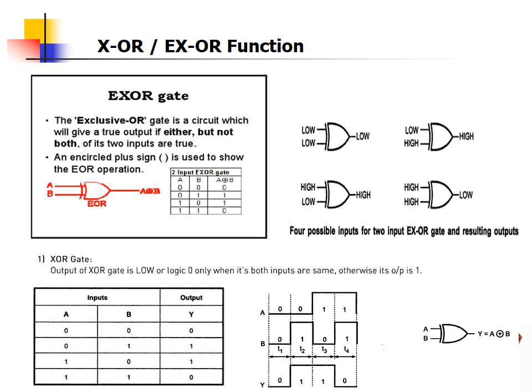Next are the special types of gates, which include XOR, also called EXOR. The XOR gate is the exclusive OR gate. It is a circuit which gives a true output if either, but not both, of its two inputs are true. Symbolically it can be represented like this. A circle with a plus sign is used to show the XOR operation. The output of the XOR gate is low, logic 0, only when both its inputs are the same; otherwise its output is 1. So this is all about the XOR gate.